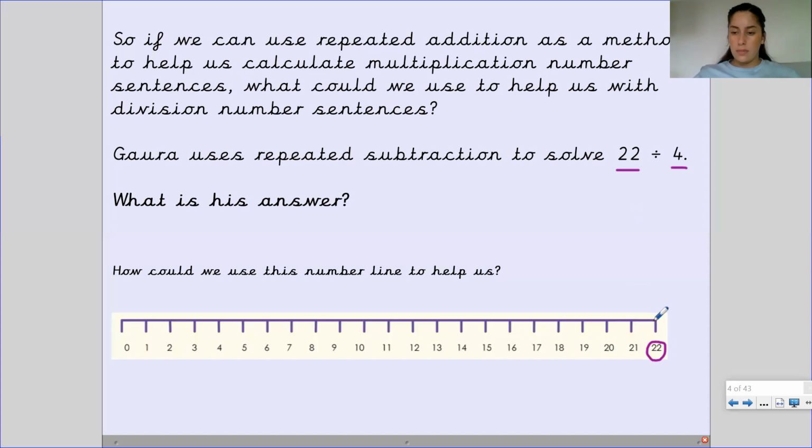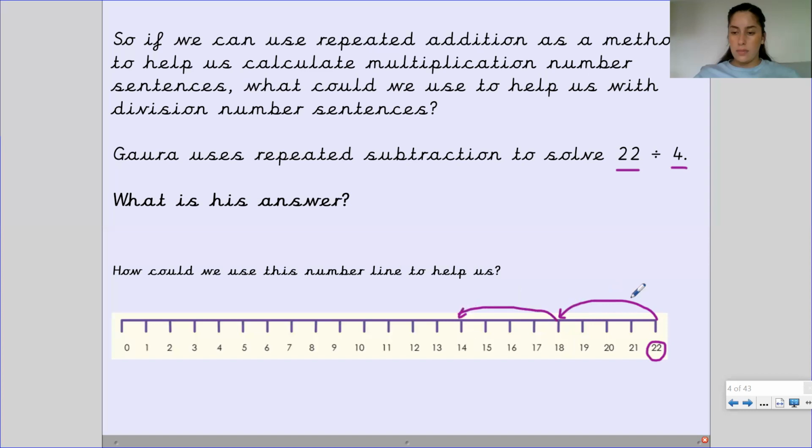So where would I land if I was to subtract 4? I'm going to count backwards 4 times. 1, 2, 3, 4. So that's 1 jump of 4. And I've landed on 18. Can I do 18 minus 4? Yes, because 18 is larger than 4. So what's 18 minus 4? 1, 2, 3, 4. Lands on 14. So that's another jump of 4.